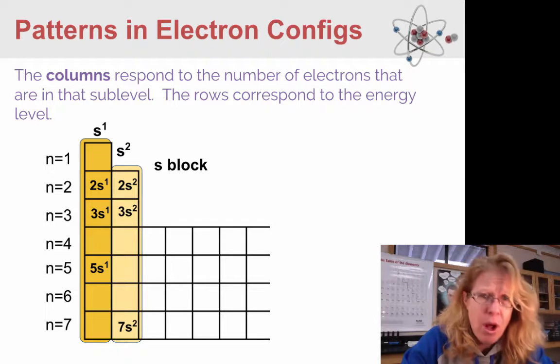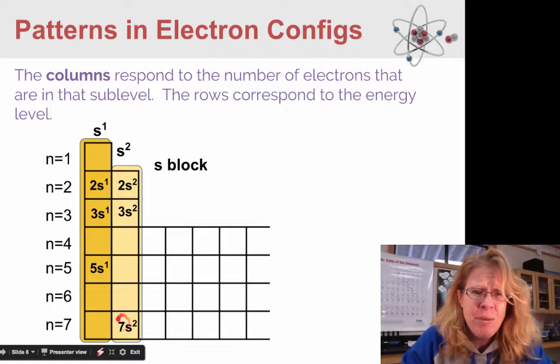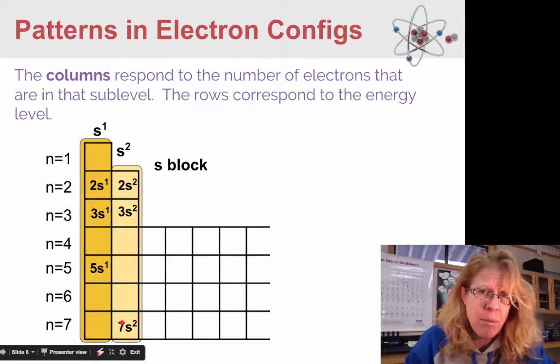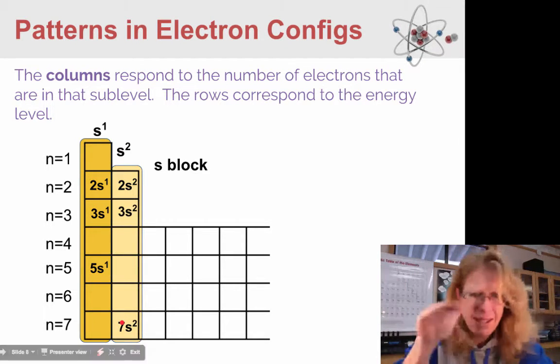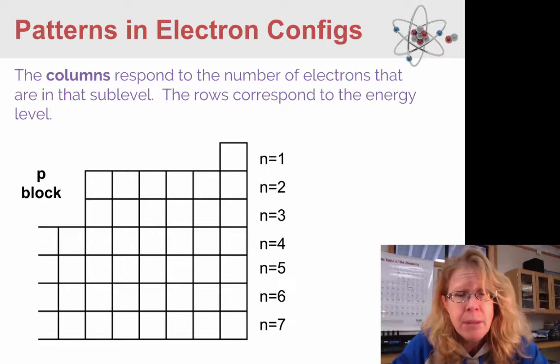Rather than trying to count up all of those electrons, it's going to have 88 electrons, this one down here. Can you imagine how long it would take you to count all the way to that point? As opposed to just looking at it going, oh, it's got to end in the s2, so I know exactly where that is. Okay, moving over to the p block.